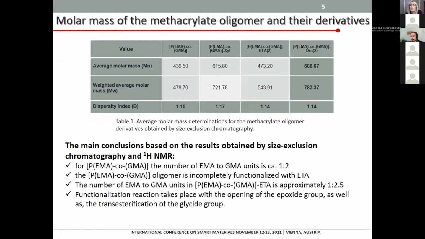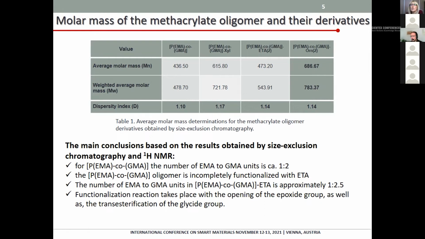In order to confirm the proposed synthesis pathways of the oligomers, the molar mass distribution and the average molar mass of the methacrylate oligomer and the derivatives were determined using the size exclusion chromatography technique. The results of determination of the average molar mass for the methacrylate oligomer derivatives obtained with the use of size exclusion chromatography are visible here in Table 1, while the molar mass distribution of the fractions tested will be presented in our publication.